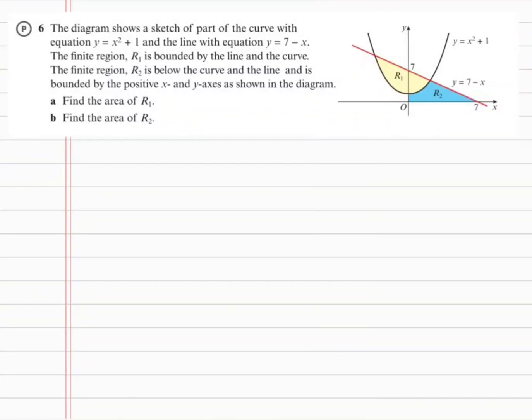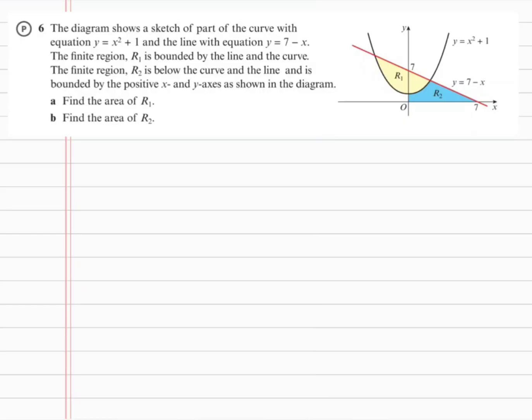Hi everyone, this video is on exercise 13G question 6. So in this diagram, we have a curve and a line, and there are two regions, R1 and R2. So in part A, we want to find the area of R1. So region R1 is bounded by the line and the curve.